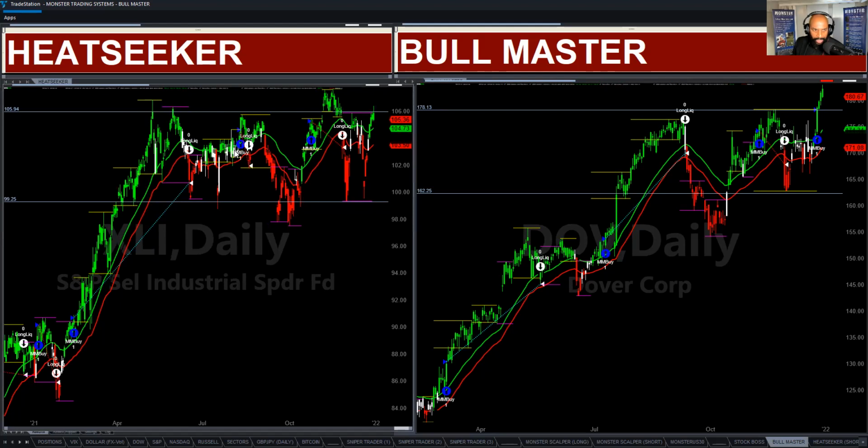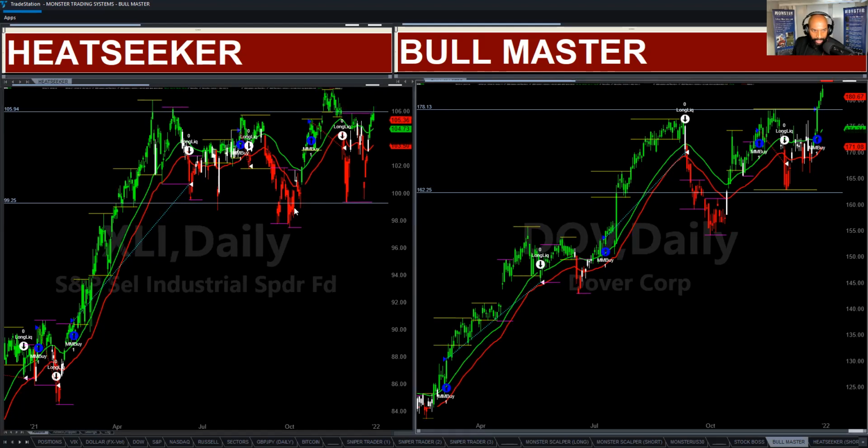Okay, so if you guys look here, this right here looks a lot like this. This is the stock, right? And then this is the sector. Very similar. Look at this, very similar price action. Look at this high here, this high here. Look at this low here, this low here. Look at this high here, this high here. Look at this low here, this low here.